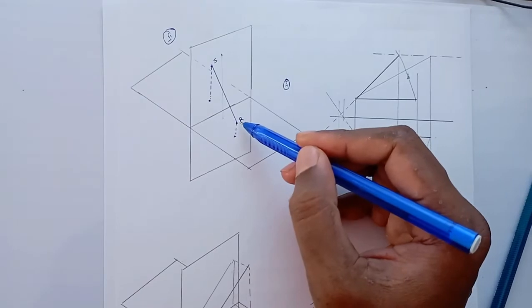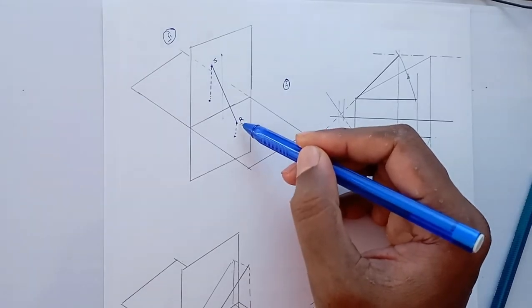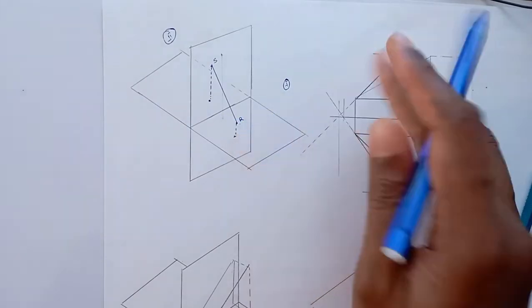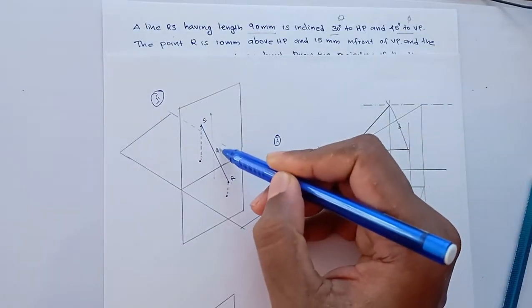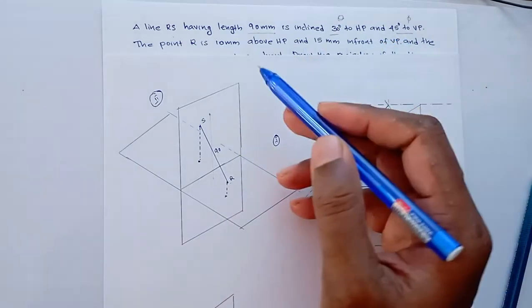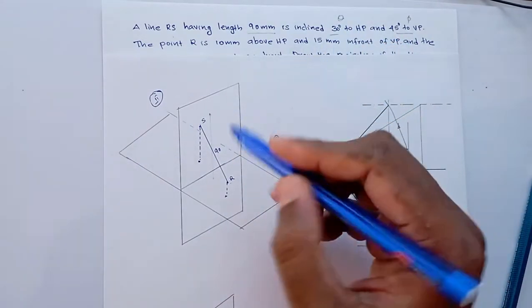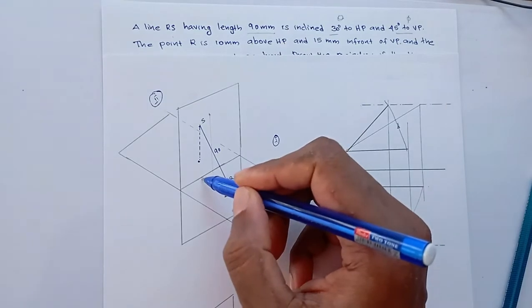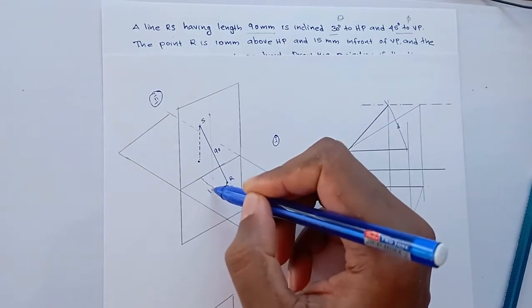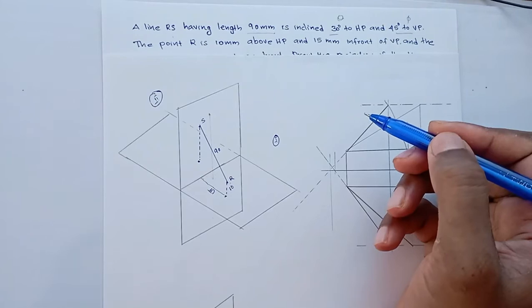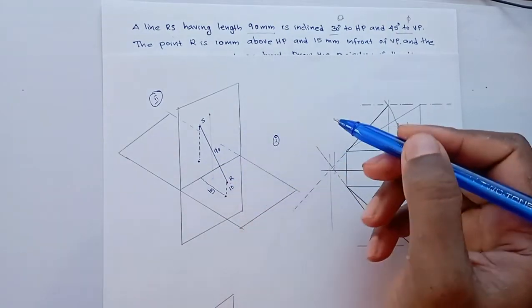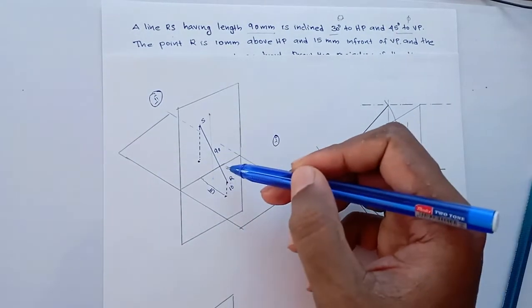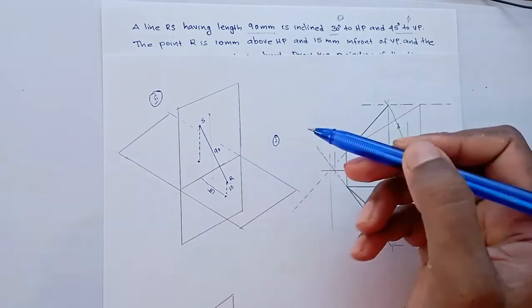The point R is some distance above HP and some distance in front of VP. It's given. What is that? It's the length of the line. This is 90 mm. Length of the line is 90 and the point R is 10 mm above HP, and from here to here it's 15 mm in front of VP. Okay, so our front view and top view will be in reduced length. It's because the line is inclined to both HP and VP.